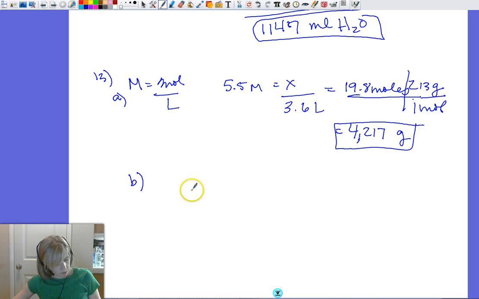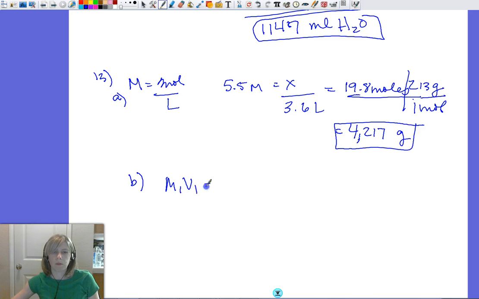It says after you make the solution, the person decides that 5.5 molar is too concentrated, so they tell you to dilute 150 milliliters of it with water to make a final volume of 1.3 liters. What will the final molarity be?